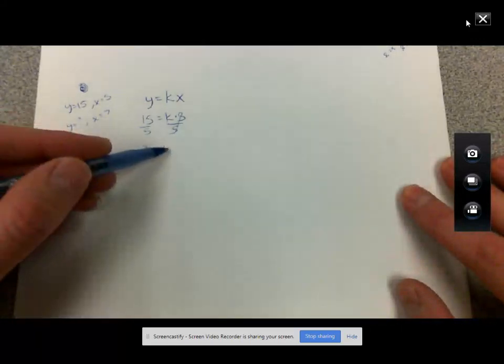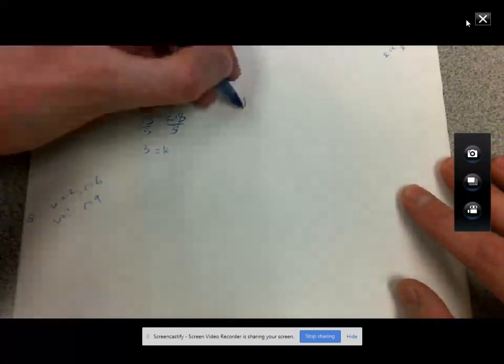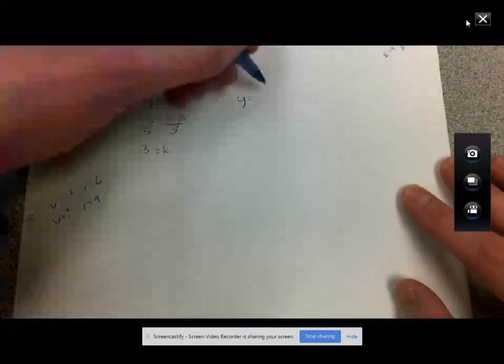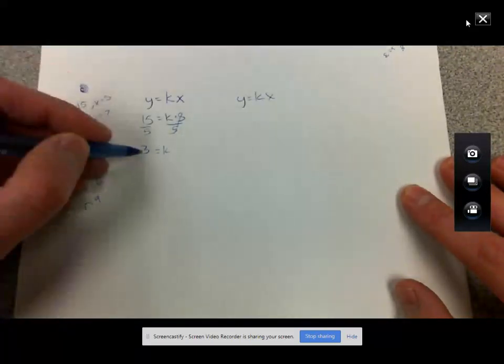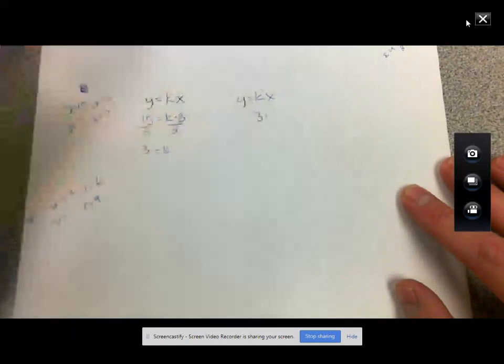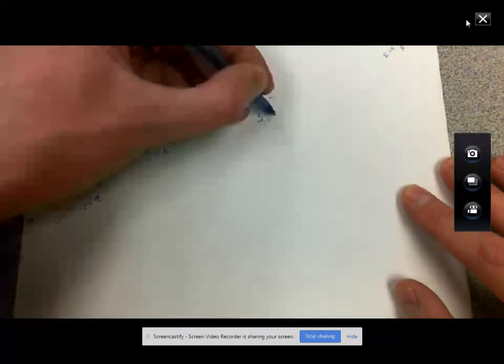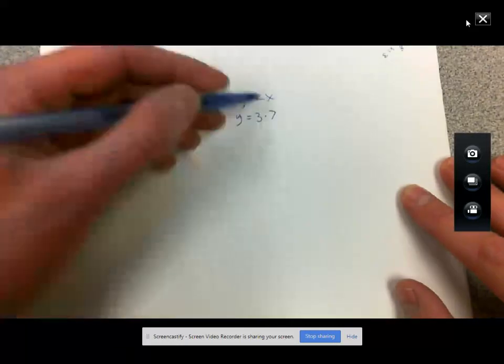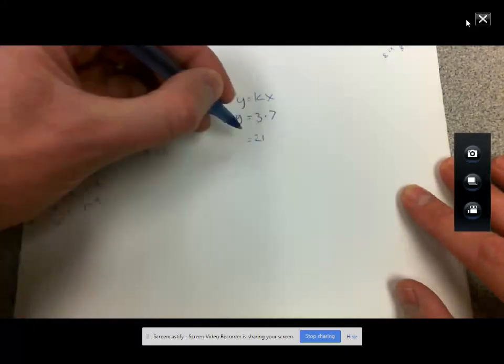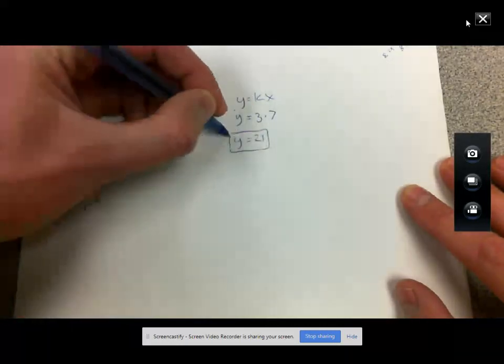Well, now that we know what that constant of variation is, now that we know what that slope is, we can say instead of y equals kx, well, actually, I'll put it again, y equals kx, we know that k is 3, and they told us x is 7, and they wanted to know what y would have to be. 3 times 7 is 21, so the answer would be 21.